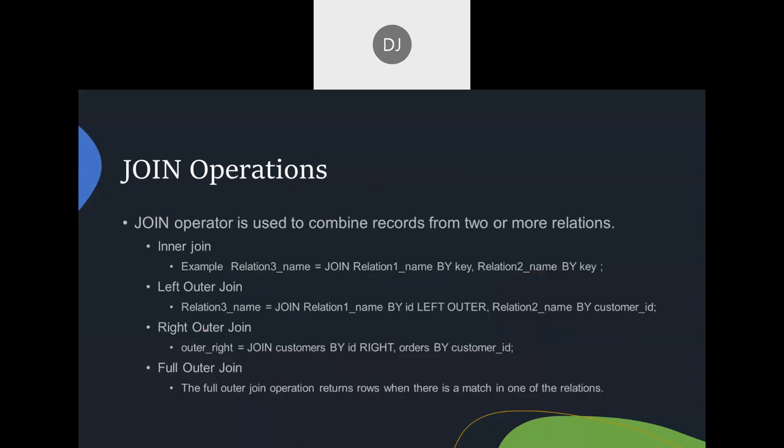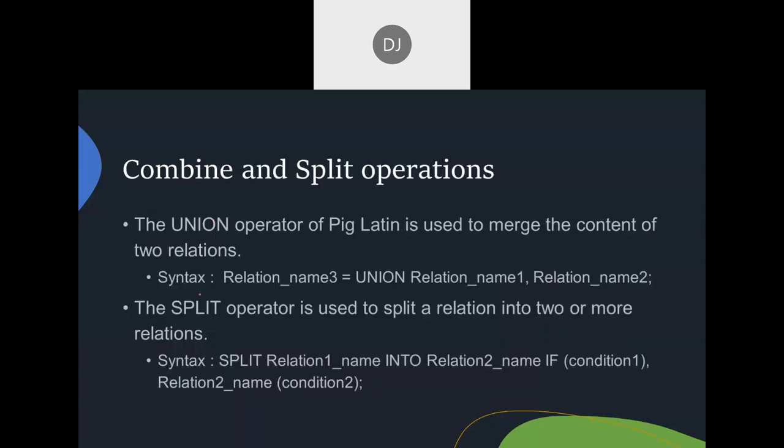Okay, so joins are similar. Before going to join, I will talk about union and split operations. Combine is nothing but union. Yesterday we saw you can combine or union two relations using the union operator. And the split operator is used to split a relation into two or more relations. Relation means you have stored some data set values into the relation, right? That relation you can split, and you can give any condition for which you wanted to split it.